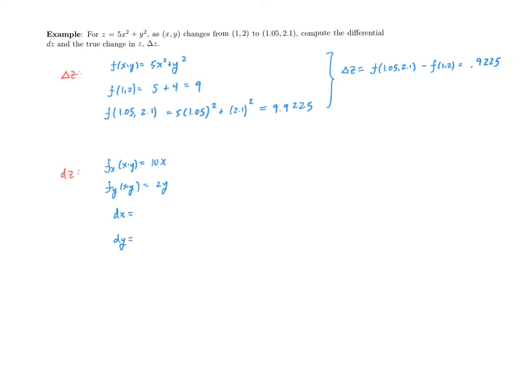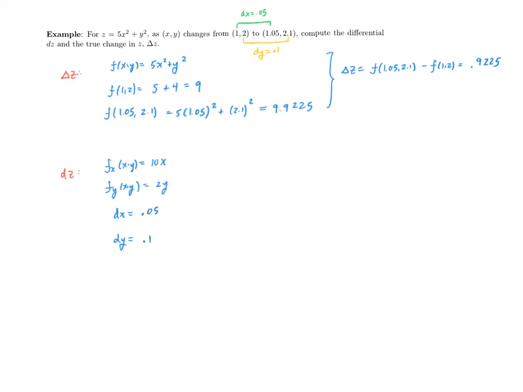And then we also need to know what is our small change in x and what is our small change in y. And if we compare our points 1, 2, and 1.05, 2.1, what we can note, to go from 1 to 1.05, dx would be 0.05. Similarly, to go from 2 to 2.1, dy, the change in y values, would be 0.1. So dx is 0.05, dy is 0.1.